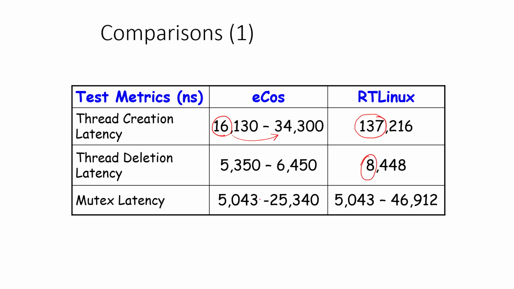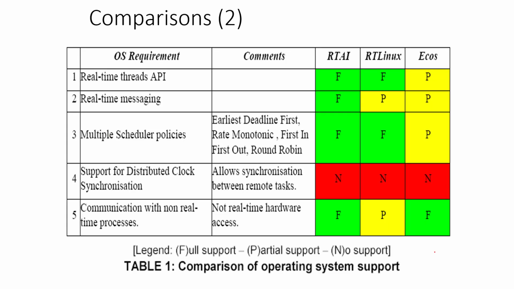Mutex latency, this is very important. So this is between 5 and 25, whereas the equivalent number is 5 and 46. So in that case, given the size of RT Linux, it actually doesn't perform that badly. The main difference arises in the thread creation latency, most likely because RT Linux does much more bookkeeping.